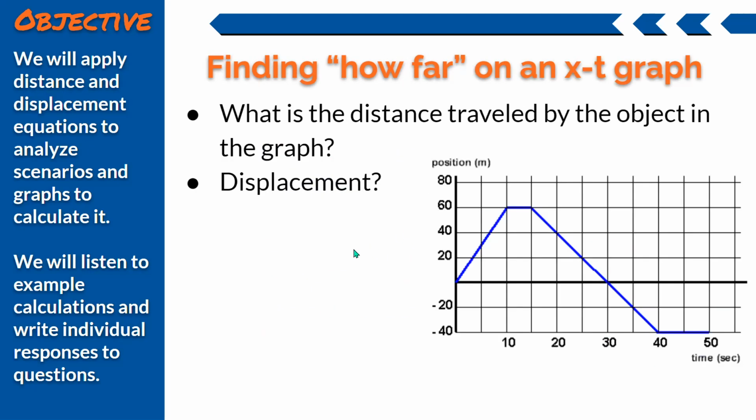All right, so looking at these graphs, now we know how to show forward motion, backward motion, and no motion. Now we have a graph that has all 3 of them. You can interpret different things by looking at a position time graph like the one on my screen. It says, what is the distance traveled by the object in the graph, and what is the displacement of the object in the graph? And these are 2 different terms with 2 different answers.